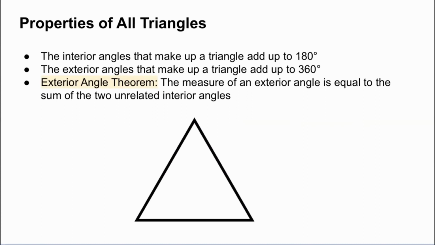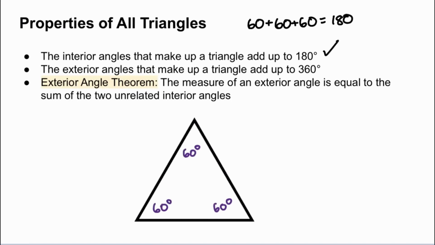The first condition states that the interior angles that make up a triangle add up to 180. So in an equilateral triangle, all of the angles have a measure of 60 degrees. If I were to just label that on this figure here, 60, 60, and 60, and add those up, 60 plus 60 plus 60, we get 180. We see that this holds true, and it'll hold true for any triangle.